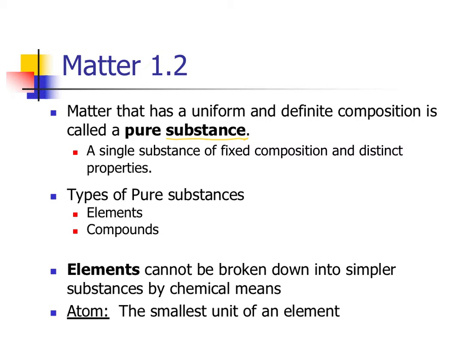Types of pure substances are elements and or compounds. Now elements are easy to figure out that they would be a pure substance, especially if it's the only thing that is there. And the elements themselves can't be broken down into any other substance by chemical means. And that's the important thing with that one, is that it can't be chemical means.